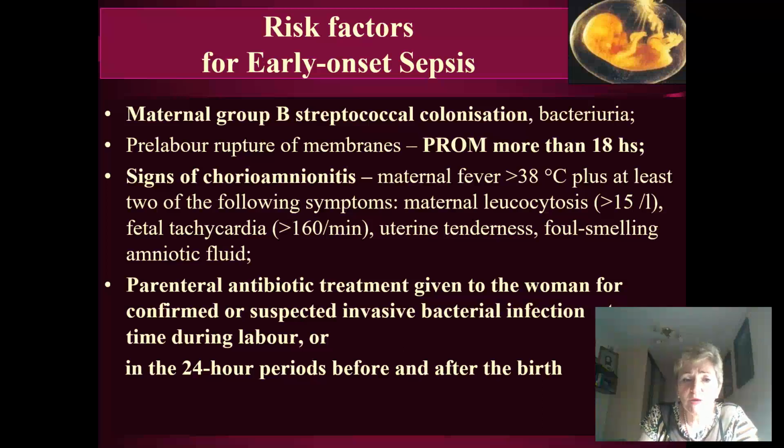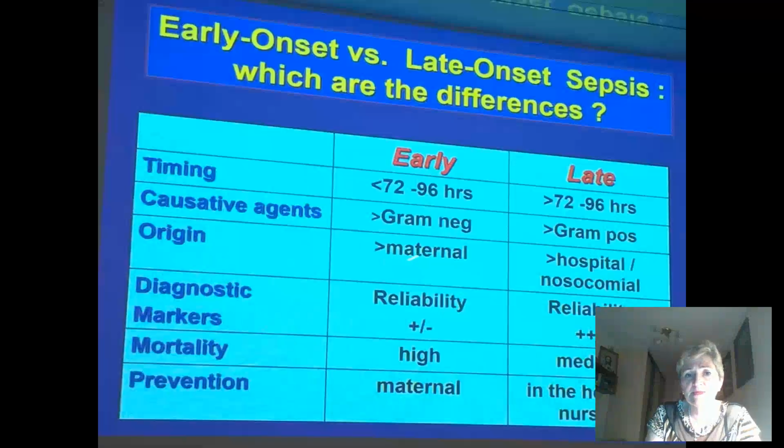Next, very important information about antibiotic therapy before labor. Parenteral antibiotic treatment given to women for confirmed or suspected invasive bacterial infection during labor or in the 24 hour period before or after birth. It's a very important factor for developing early onset sepsis.